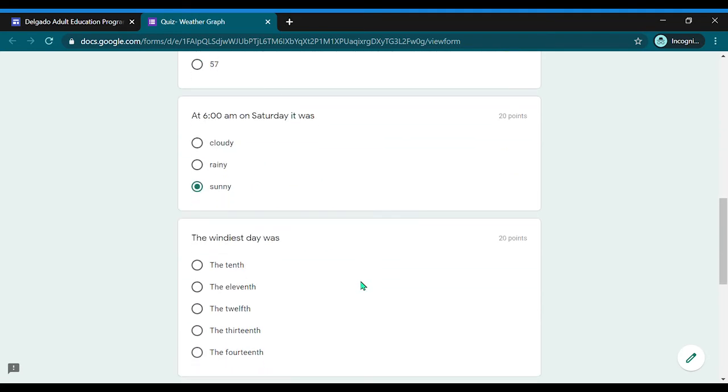All right, the windiest day. Which was the windiest day? Well, they have the 10th, the 11th, the 12th, the 13th, and the 14th.